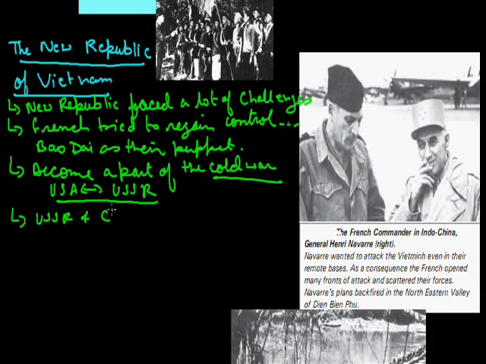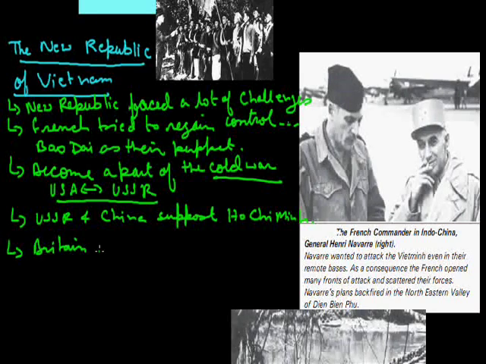That is the reason that USSR and China supported Ho Chi Minh, a communist leader who established the Communist Party of Vietnam. On the other hand, Britain and USA supported France so that capitalism or democracy would be established in Vietnam.